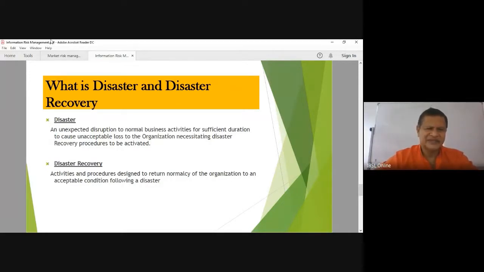So disaster is an unexpected disruption to normal business activities for sufficient duration to cause unacceptable loss to the organization, necessitating disaster recovery procedures to be activated.